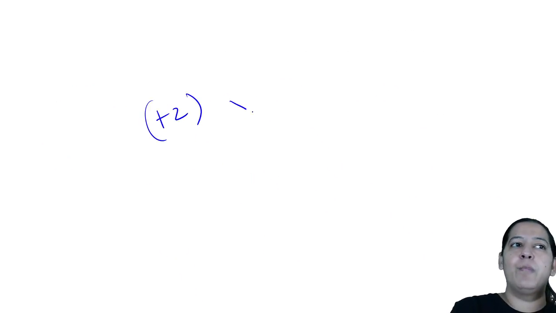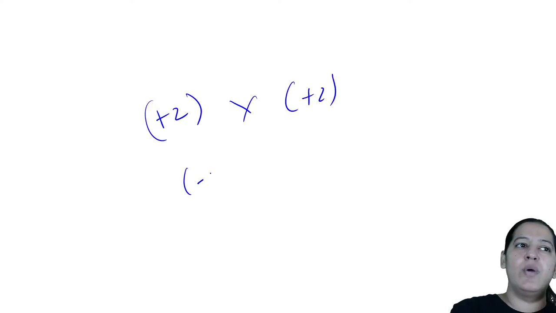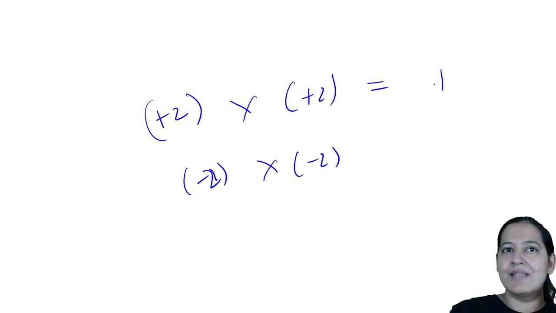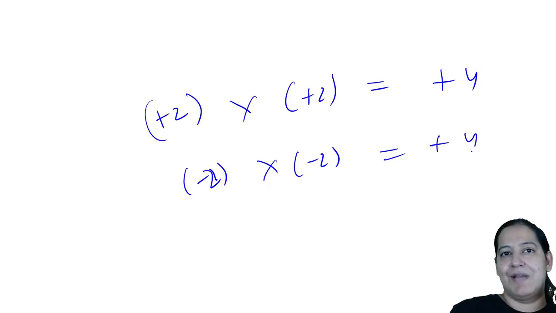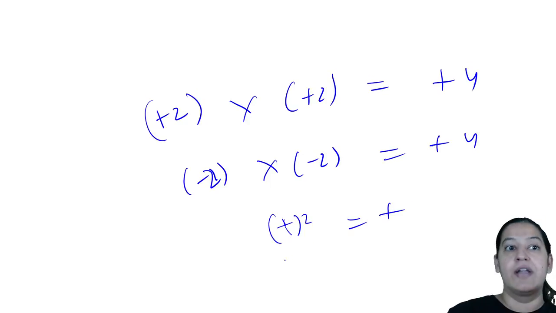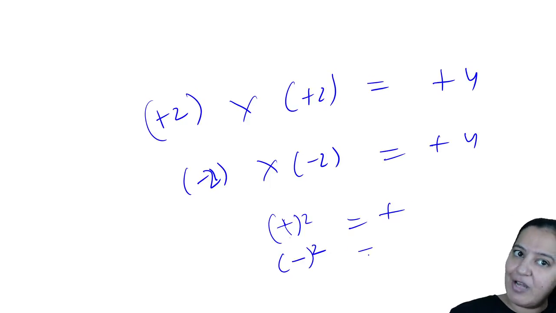Do you know it? Yes, of course you know it. So plus 2 into plus 2 or minus 2 into minus 2, the answer is same. So here also answer is plus 4. So square of a plus value is of course plus. We all know it. But the thing is square of a minus value is also plus.